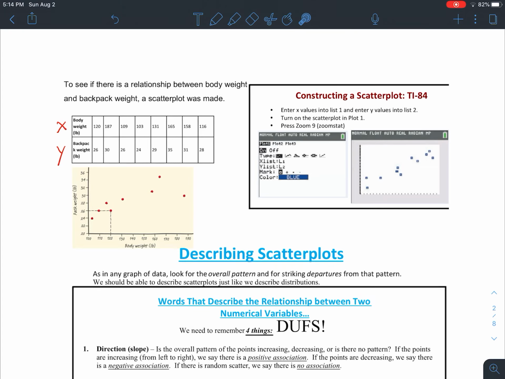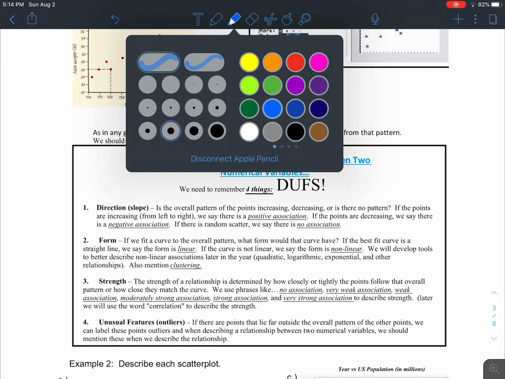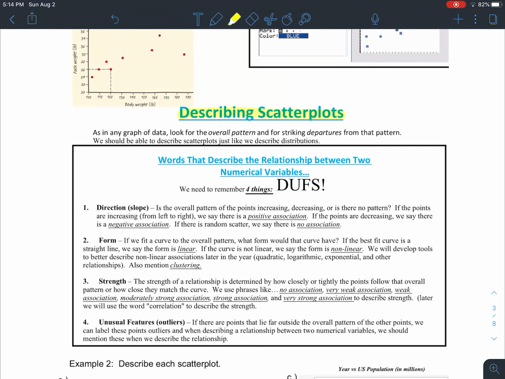Okay, if you remember, when we are describing distributions, we use the acronym CUSS for center, unusual values, shape, and spread to help us remember all the key points that we need to hit on when we're describing a distribution. And we also have an acronym here that we use in AP statistics for how to describe scatter plots. What you're doing anytime you look at a graph is looking for patterns and then striking departures from those patterns. And here is our acronym for describing scatter plots. There are 4 things you're looking for. The acronym spells out the word DUFS.